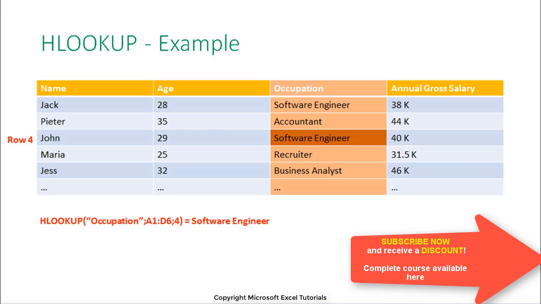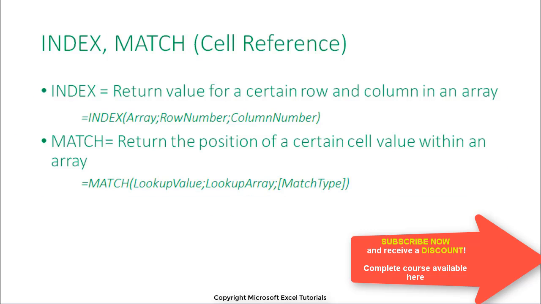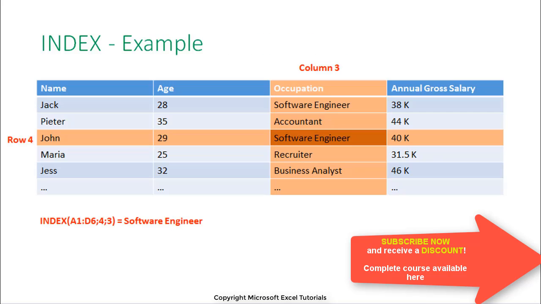The INDEX and MATCH formulas are used when you want to look up a cell reference within a certain row or column, or you want to return the position of a certain cell within an array. The INDEX formula returns the value of a certain row or column within an array. So for example, if you want to know the element on the third row and third column. The MATCH formula, on the other hand, returns the position of a cell within a certain array. Let's have a look at this example.